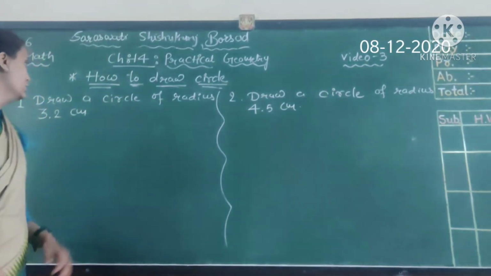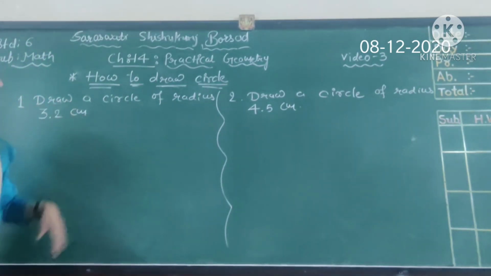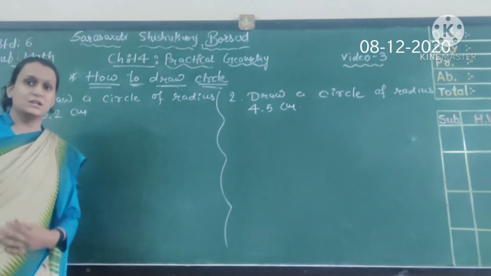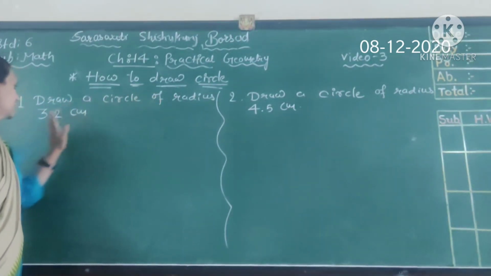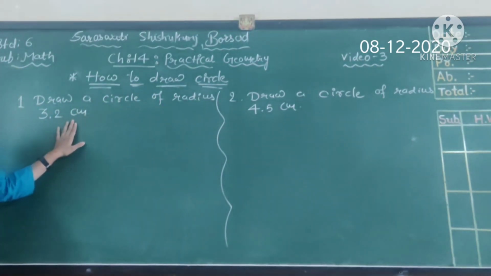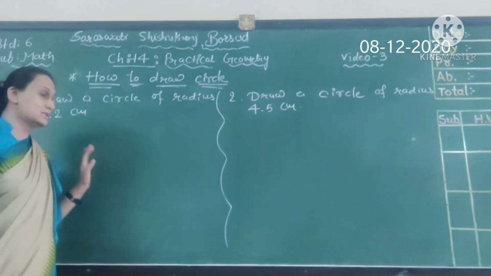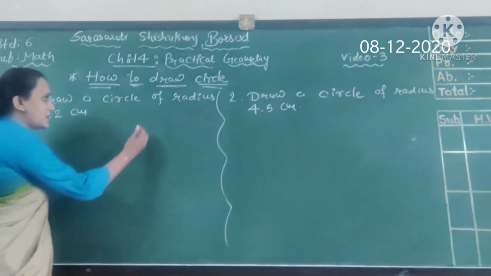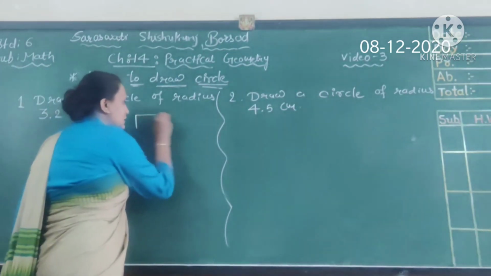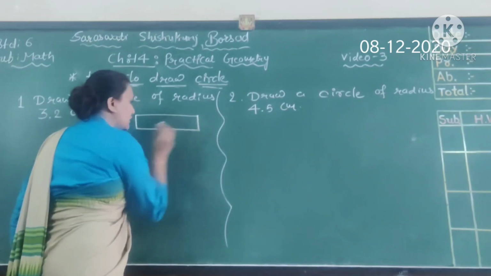Learn first how to draw a circle with given different radius. Clear? So here the first question is: draw a circle of radius 3.2 centimeter. See, here we want to draw a circle with the given radius. So the measurement 3.2 is given. So how are we going to take a measurement of 3.2? You are using your ruler.